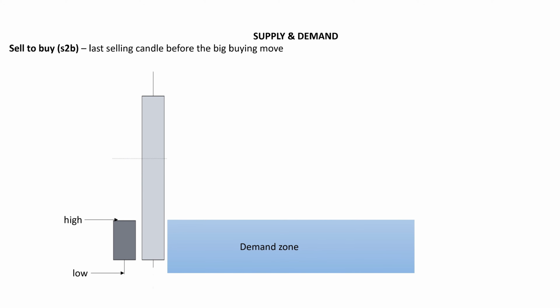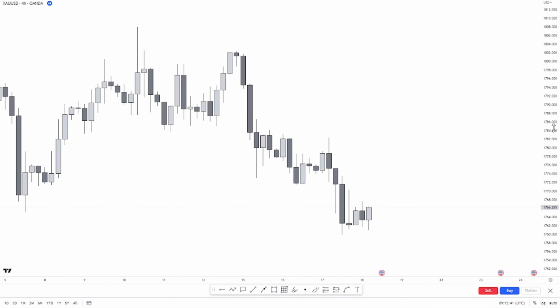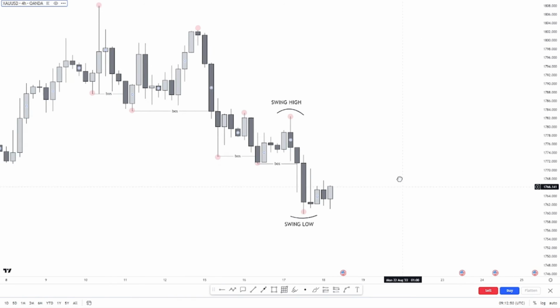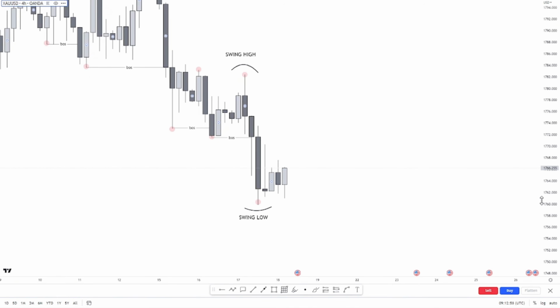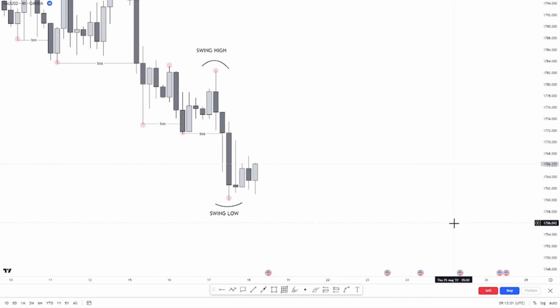Now that everyone is familiar with what supply and demand is, let us take a look at some live chart examples. Here we can see that the market is in a downtrend and is making a series of lower highs and lower lows. Now the next step is marking our swing high and swing low to keep track of our current swing structure. Now that we have track of our swing structure, let us wait for a break of structure to confirm our supply range.